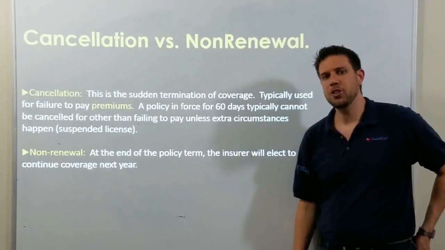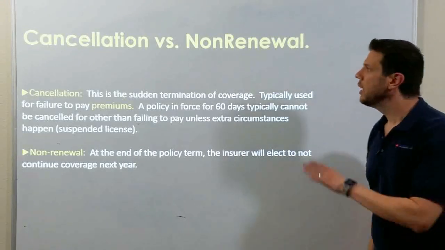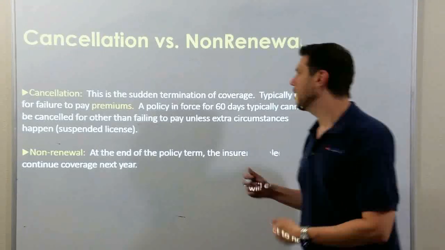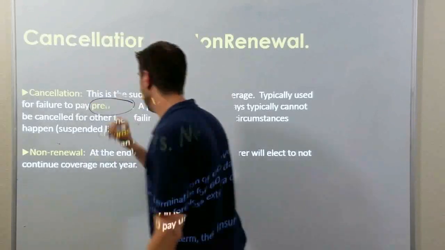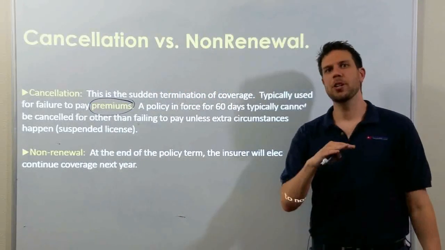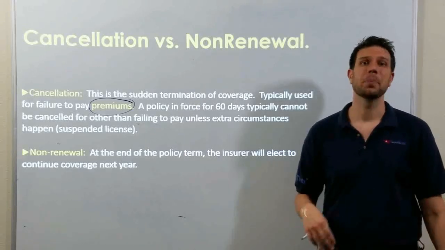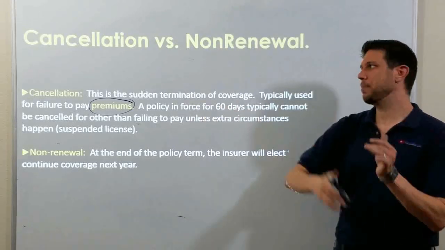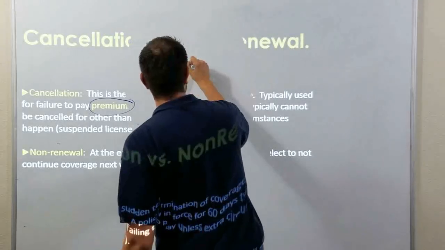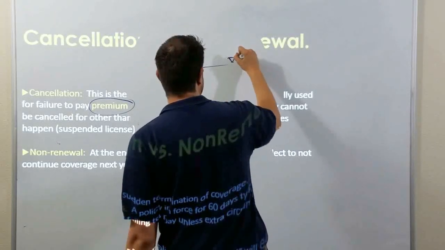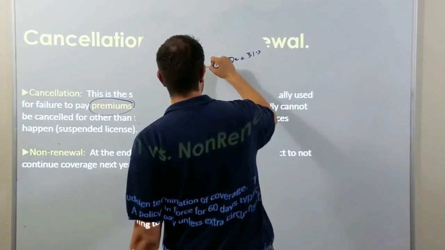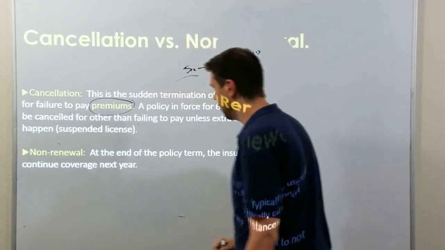Cancellation is sudden termination of a policy. Cancellation typically occurs if you don't pay your bill. Cancellation is when you get terminated right now. Sometimes they'll give you like 10 days notice, but cancellation is during the policy period. So like your policy is good for January 1st to December 31st. You don't pay your bill in May, you get canceled.